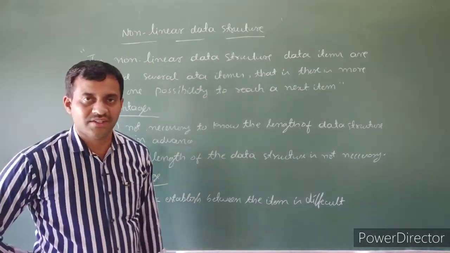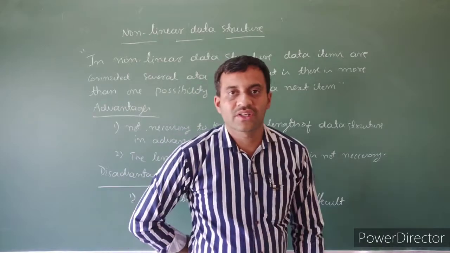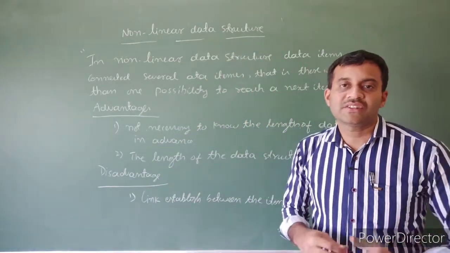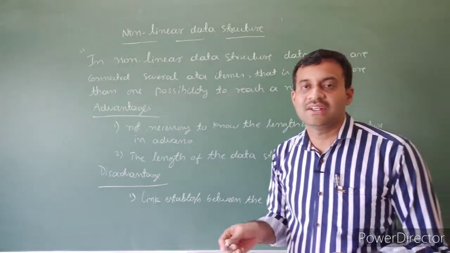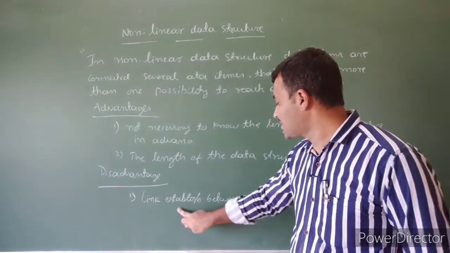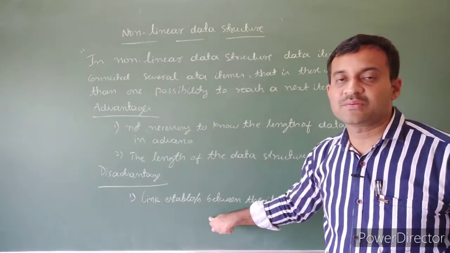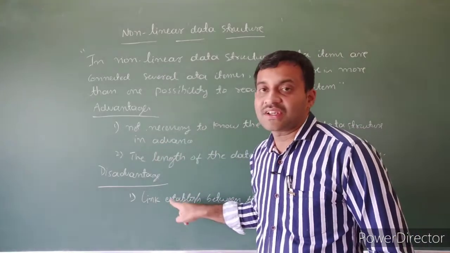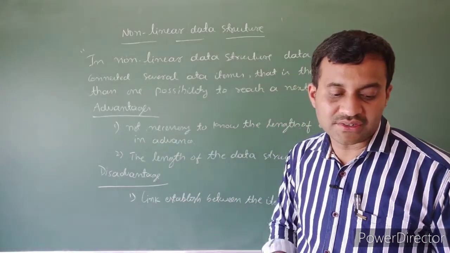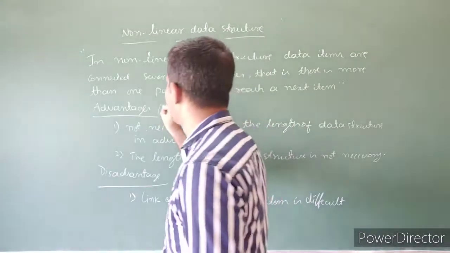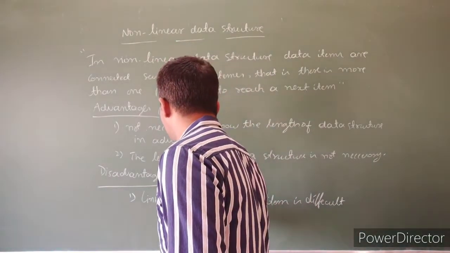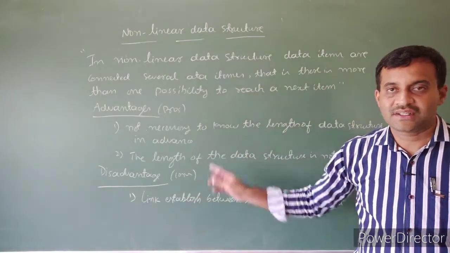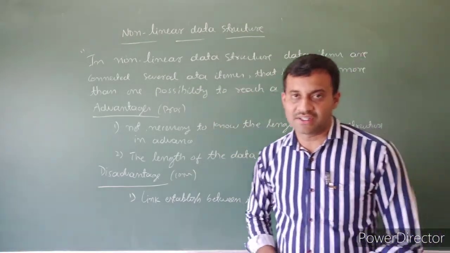In a non-linear data structure, items are also called nodes. A node again has two parts, one is the data part and another is the link part. Here, establishing a link between the items or between the nodes is difficult. Advantages and disadvantages are also called pros and cons. So these are the advantages and disadvantages.